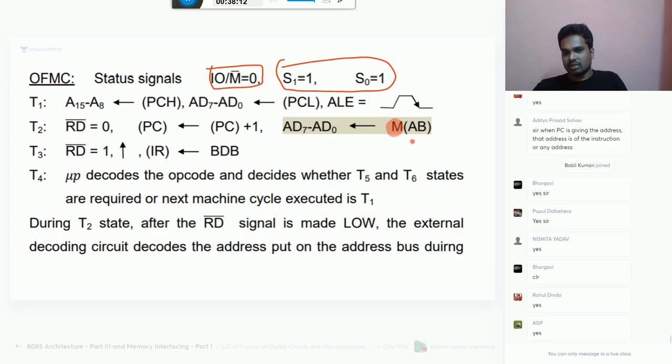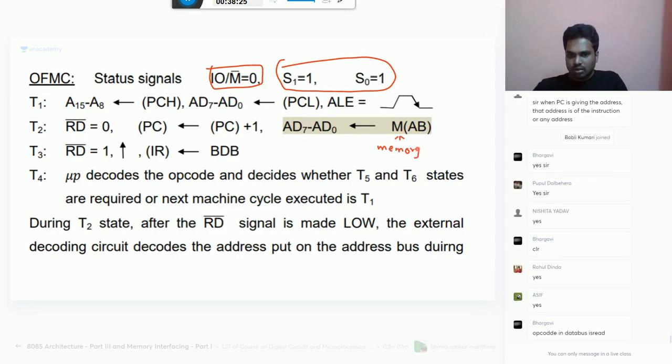of the address bus. AB means address here. Don't confuse the terminology. AD7 to AD0, what is the meaning of this? Memory contents of address bus. That is, whatever location you are showing, in that location whatever data is present, that data will be loaded here.